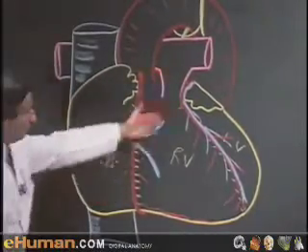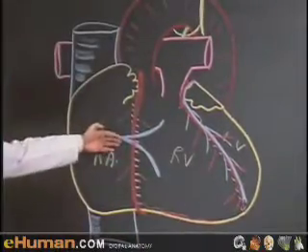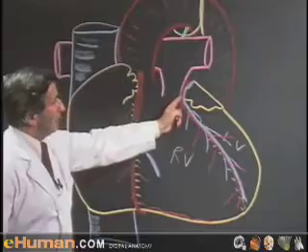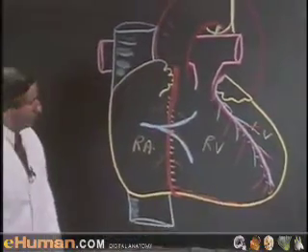Right coronary artery, anterior interventricular branch of the left coronary artery, anterior cardiac vein, the great cardiac vein, going over to the back of the heart to drain into the sinus venosus of the heart.